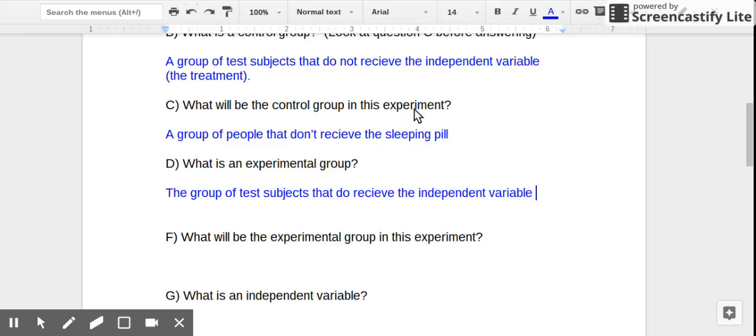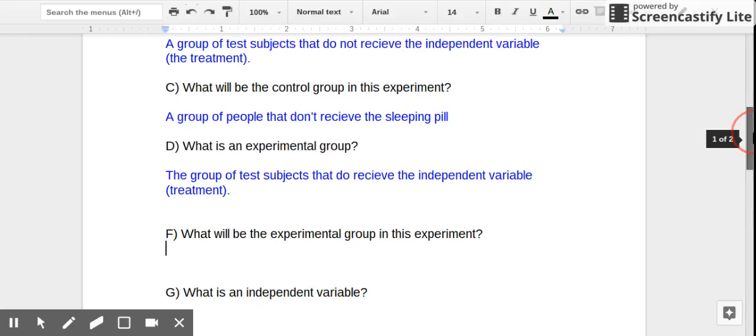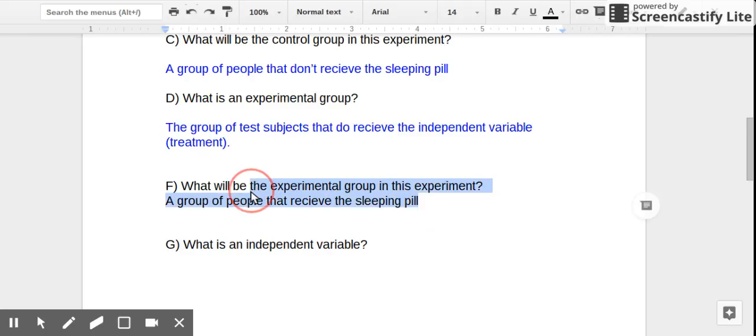Or in this case, it's treatment, right? So what will be the experimental group in this experiment? Again, we can make it the opposite of the control group. It's going to be a group of people in the experiment that receive the sleeping pill. So remember, the independent variable is whatever is new, whatever the researcher is introducing. So that would be the sleeping pill. That is the thing that we are testing and we are changing, right?